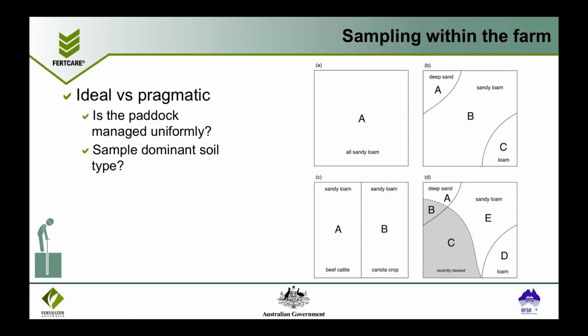Or we might have a situation where we have a combination of both soil types and management. And the ideal approach here would be to take a soil sample in each of the zones identified in that bottom right-hand graphic there. So you would take a soil sample in zone A, another one in zone B, one in zone C, one in zone D, and one in zone E.